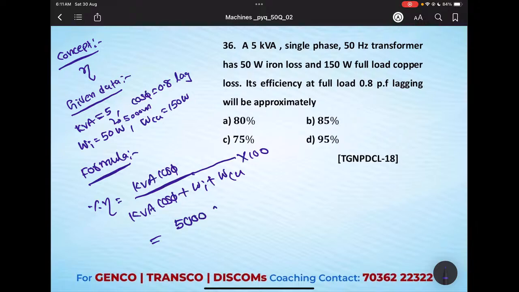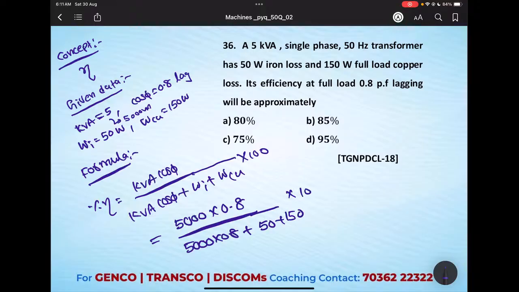5000 into cos phi, which is 0.8, divided by 5000 into 0.8 plus iron losses. Iron losses given is 50 plus copper losses given is 150, into 100. Okay, how much will it come?